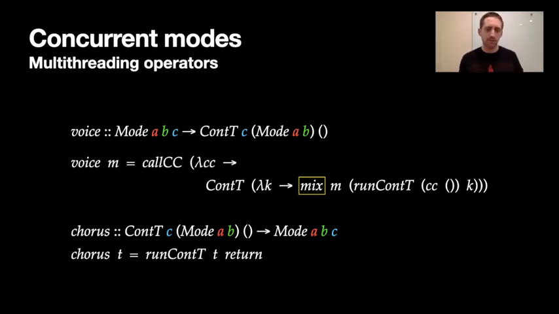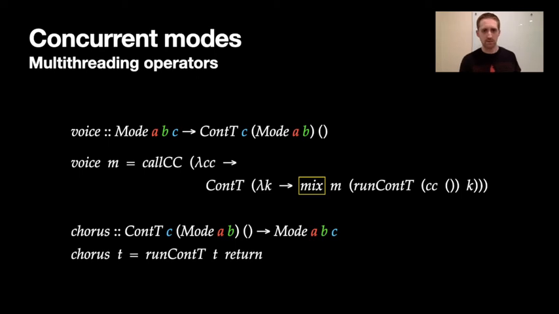We can define this operator voice, which uses mix and continuation passing to start a new thread, so to speak, of an activity that runs in parallel to the main thread of the script. And then we can use an operator called chorus, which takes those voices, like threads, and joins them into a single activity that waits for them all to finish.